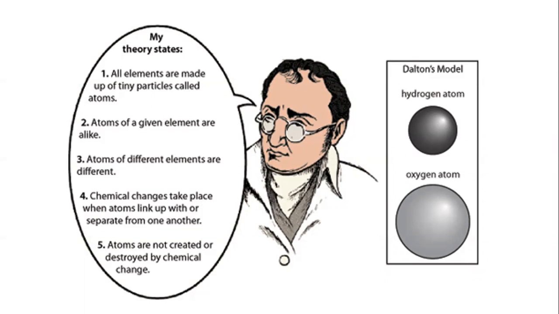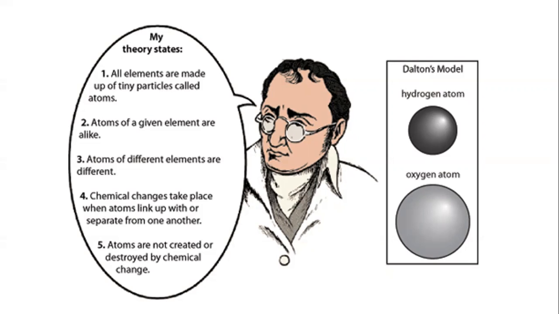From his research, Dalton developed a theory about atoms. Dalton's atomic theory consists of 3 basic ideas that can be broken up into more than 3. They are that all substances are made of atoms. Atoms are the smallest particles of matter. They cannot be divided into smaller particles, created or destroyed. So they cannot be divided, they cannot be created, they cannot be destroyed.